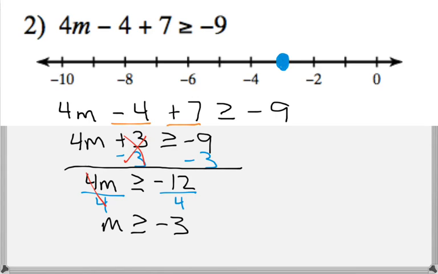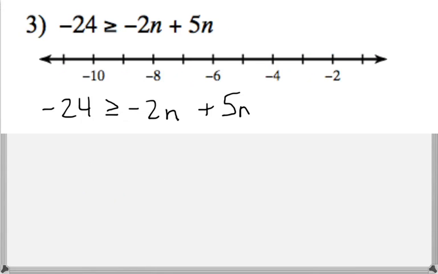And now we need to determine which way we need to draw our line. We want everything greater than that. Well, greater is going to be over here to the right. So we can go ahead and draw our line. Don't forget to put your arrow at the end, indicating that it does go on past where our line is drawn. And we've answered example number 2.